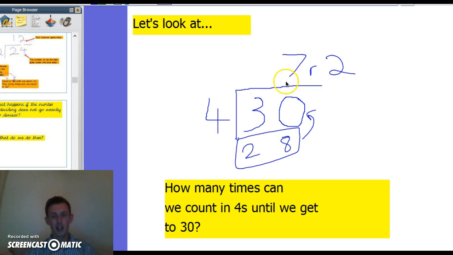So I write 7 on top here. And then I think, how many more do I have left over to get from 28 to 30? So I have 29, 30. So this number 2 is my remainder. And I put that as an R for remainder, and 2 is the number left over.